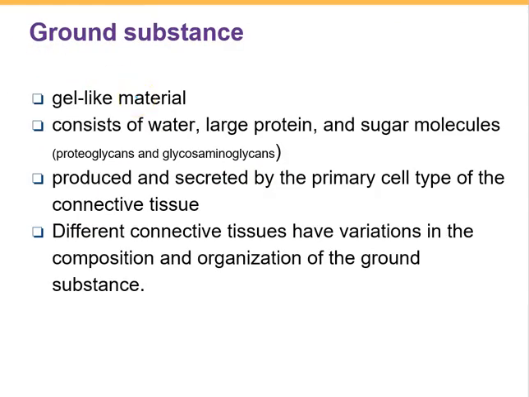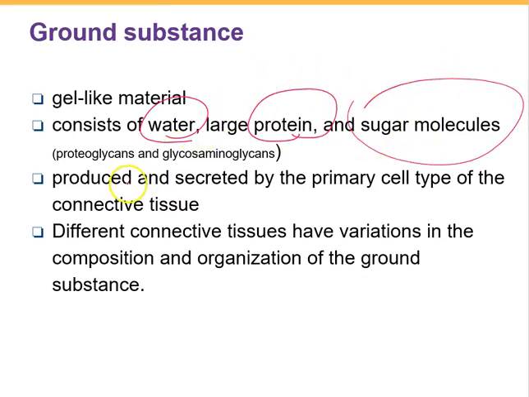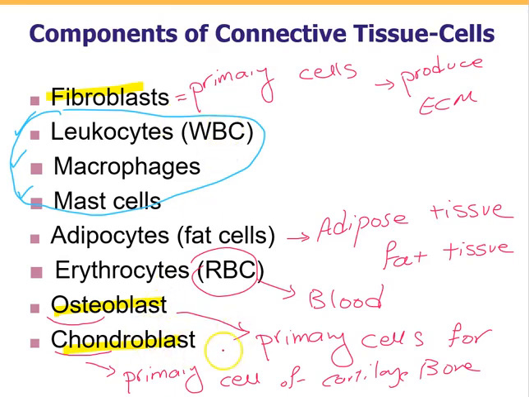Ground substance. Ground substance in connective tissue is like a gel-like filler, providing a supporting environment for cells and fibers, which is made up of water along with large molecules like protein and sugar molecules, which are going to be produced and secreted by the primary cell type of the connective tissue, which we talked about just now, cells like fibroblasts, osteoblasts, chondroblasts, responsible to produce the ground substance and the fibers or extracellular matrix for the connective tissue proper, bone, and cartilage.